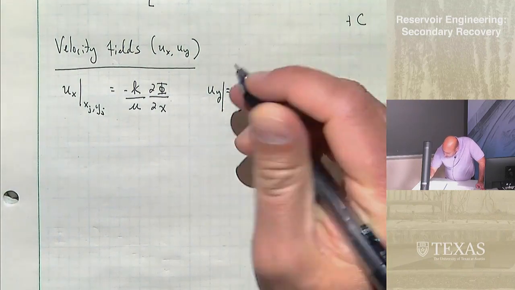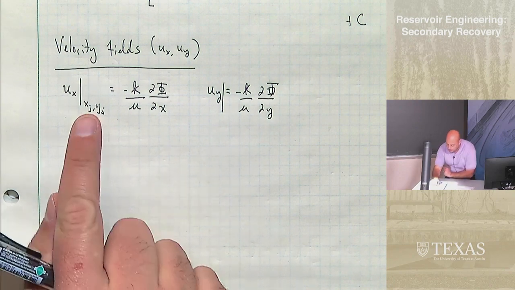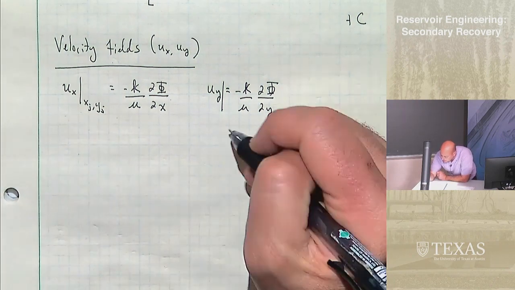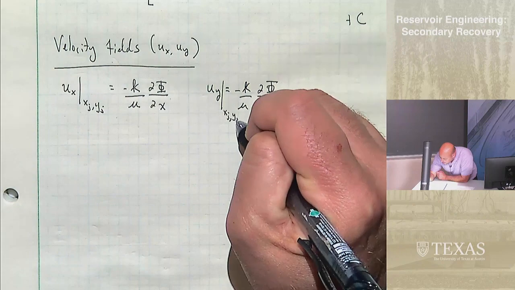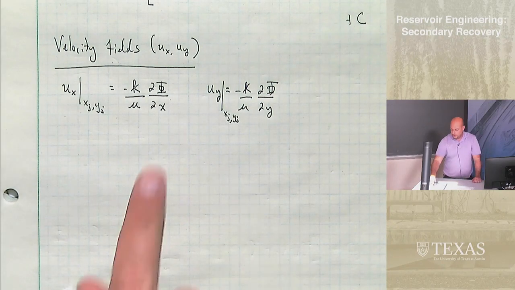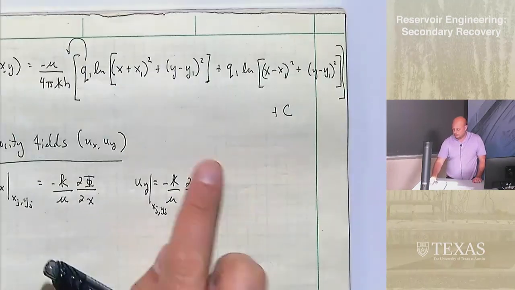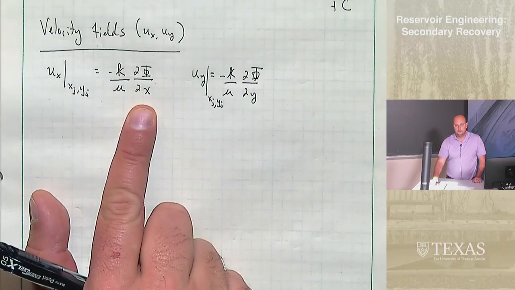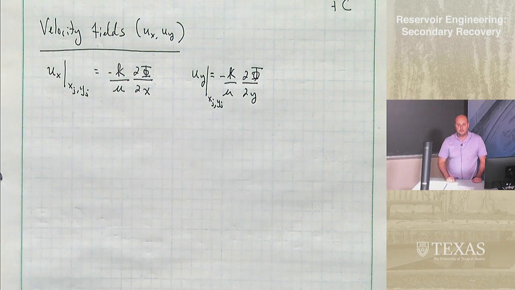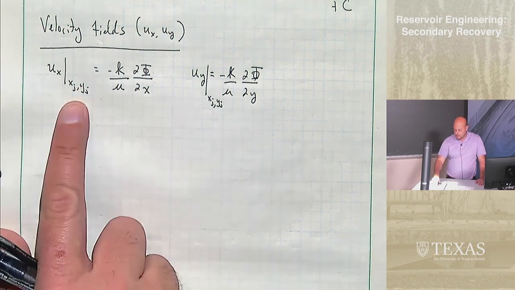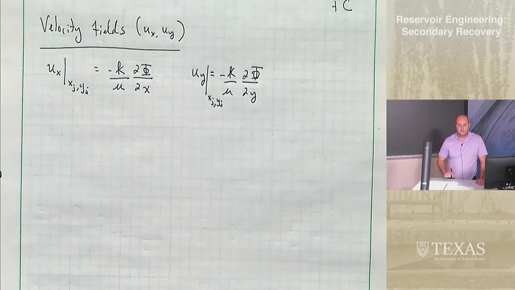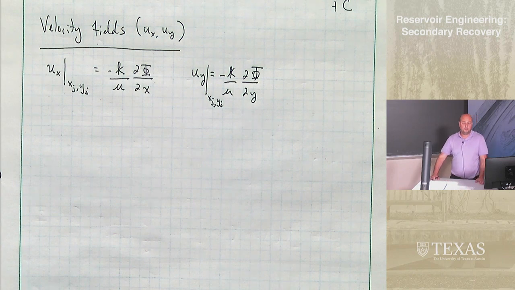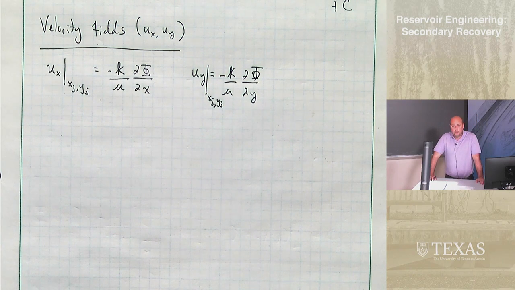And in both of these cases, I might want to know it at a very specific location, xj, yj, because potential, we just learned, is a function of x and y. So the derivative of potential, and therefore the velocities, are going to be a function of x and y. Okay, so they'll vary with x and y, but we might want to evaluate that velocity at a very specific location. Maybe that specific location is at the wellbore, but we might want to do it at other locations as well.